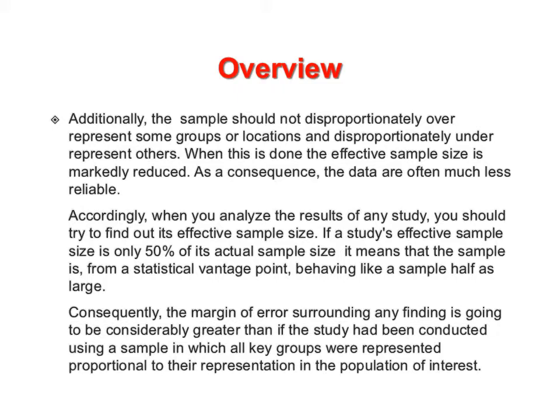When this is done, the effective sample size is markedly reduced. As a consequence, the data are often much less reliable. Accordingly, when you analyze the results of any study, you should try to find out its effective sample size. If a study's effective sample size is only 50% of its actual sample size, it means that the sample is, from a statistical vantage point, behaving like a sample half as large. Consequently, the margin of error surrounding any finding is going to be considerably greater than if the study had been conducted using a sample in which all key groups were represented proportional to their representation in the population of interest.